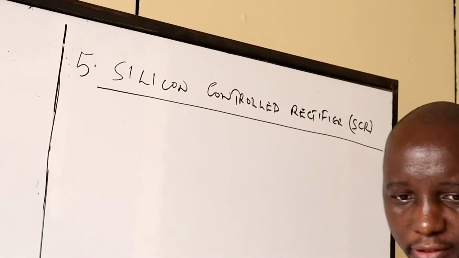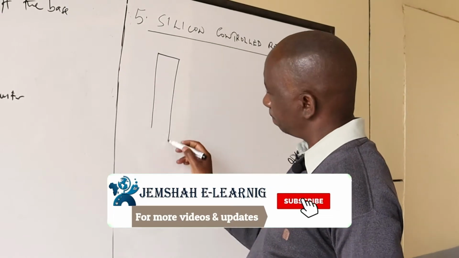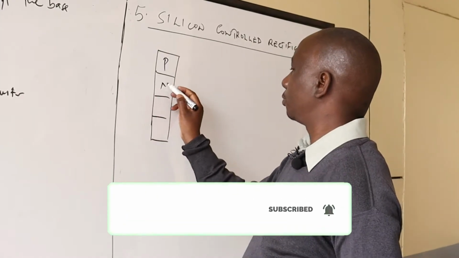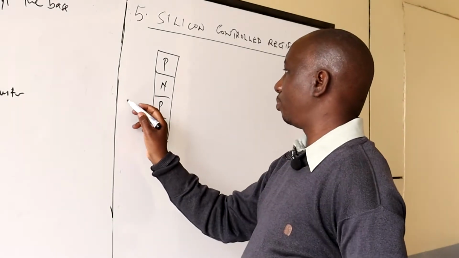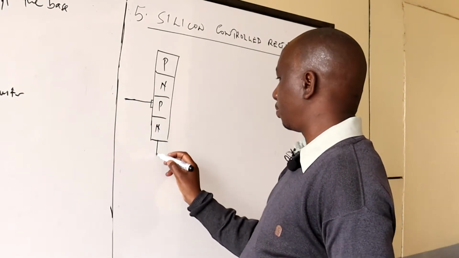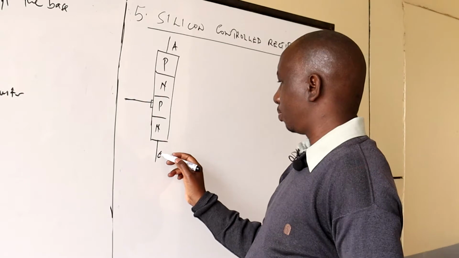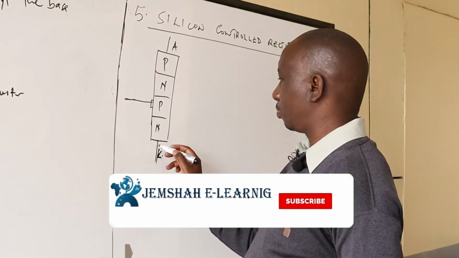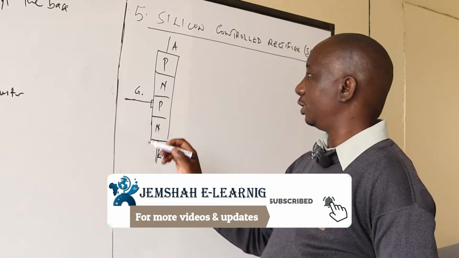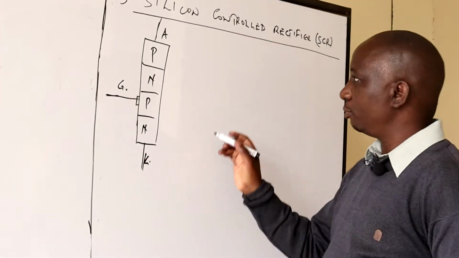So the first thing is we just need to understand how to draw the symbol first, the construction and the symbol. G stands for gate, K stands for cathode, and A stands for the anode. And we shall have the symbol of this.